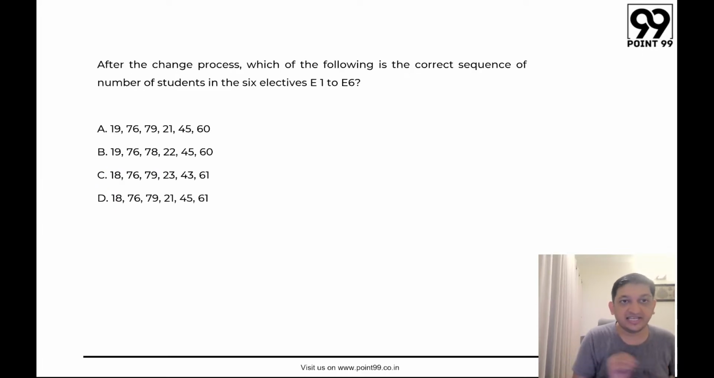It's okay. Alright, let's look at the next one. Which of the following is the correct sequence of number of students in the 6 electives E1 to E6 after the change process?